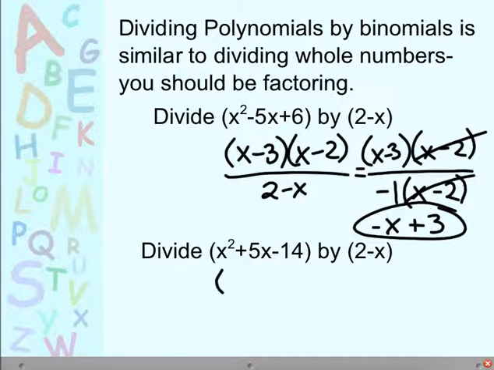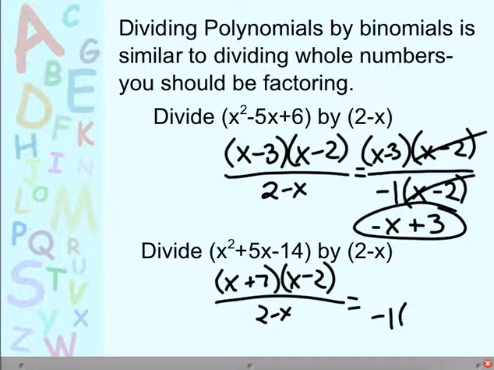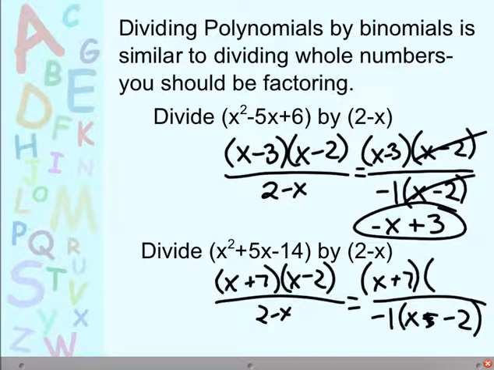Once again with the second one, I'm going to factor it. So we get x plus 7 and x minus 2 divided by 2 minus x. I'm going to factor the denominator just like the other one by taking out a negative 1 to get x minus 2 over x plus 7 times x minus 2, which means these factors of x minus 2 can cancel out, and I'm left with x plus 7 divided by negative 1, so we get negative x minus 7 as my answer.